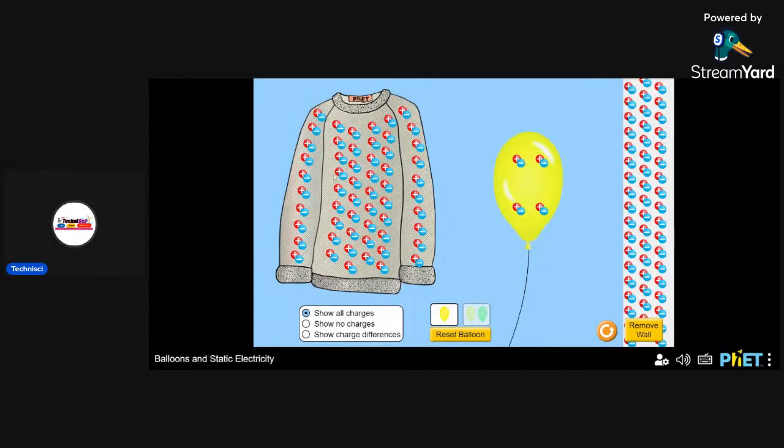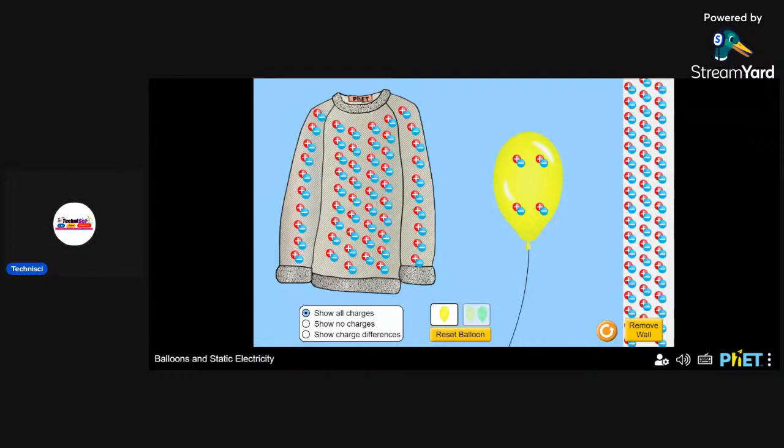So you notice this sweater has a whole lot of positives and a whole lot of negatives. This wall has a whole lot of positives and a whole lot of negatives. This balloon only has 4 each, but all 3 objects are neutral. They have 0 charge, meaning they have 0 excess. So none has more positive than the other. So we'd say that it has no charge.